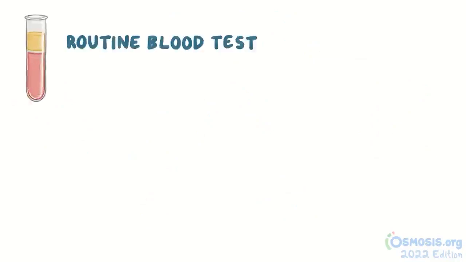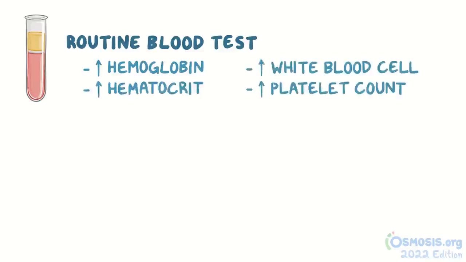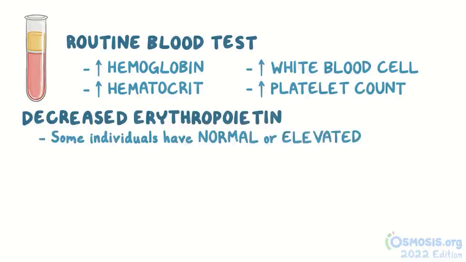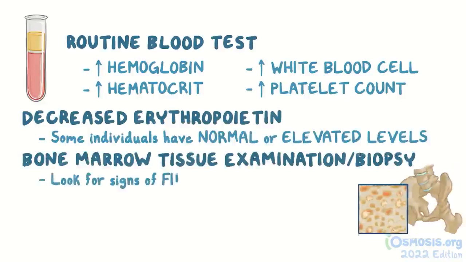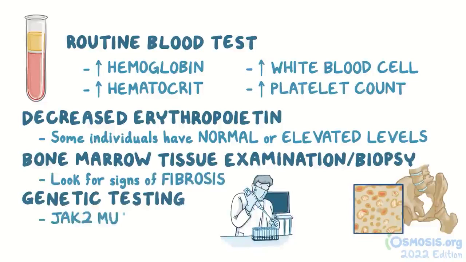Sometimes the disorder can be found during a routine blood test. Common findings include increased hemoglobin, or hematocrit levels, as well as an increased white blood cell and platelet count. Most individuals have decreased erythropoietin, but some individuals have normal or even elevated erythropoietin levels. Bone marrow tissue examination or biopsy can be done to look for signs of fibrosis, and genetic testing can be done to look for the JAK2 gene mutation.